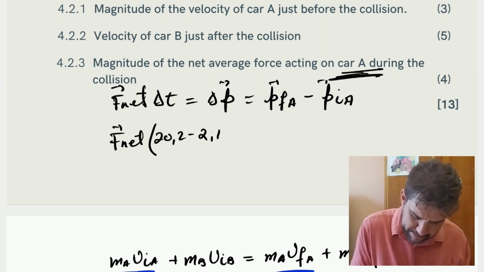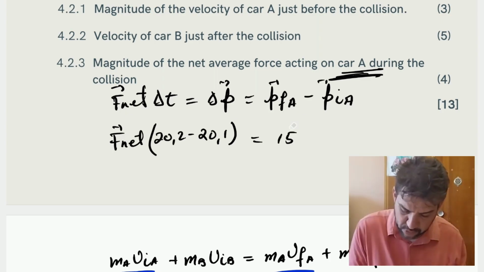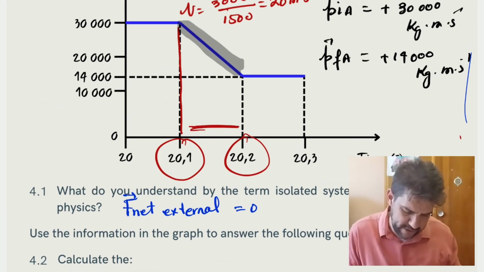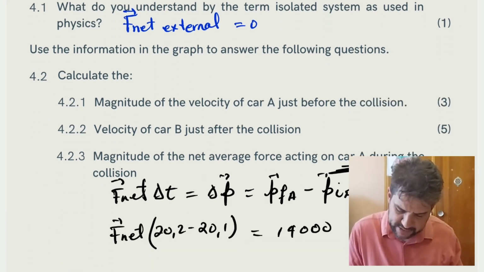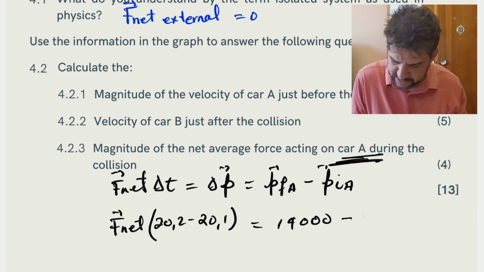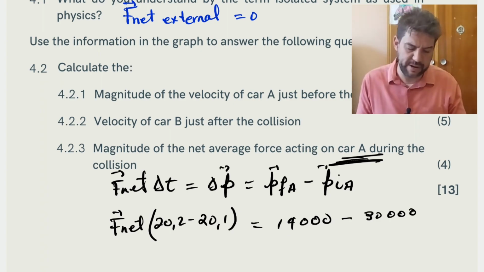I'm going to write it in case somebody doesn't know where the numbers are coming from. The final momentum is 14,000, if I'm not mistaken. Let's go to the graph. There we go. And the initial is 30,000, minus the initial, which is 30,000. And guys, the rest is some calculation here.